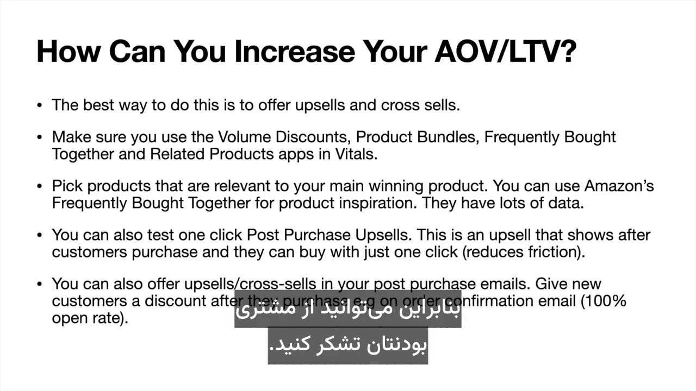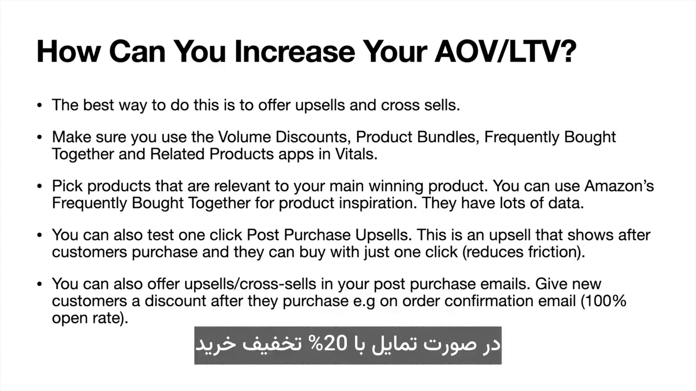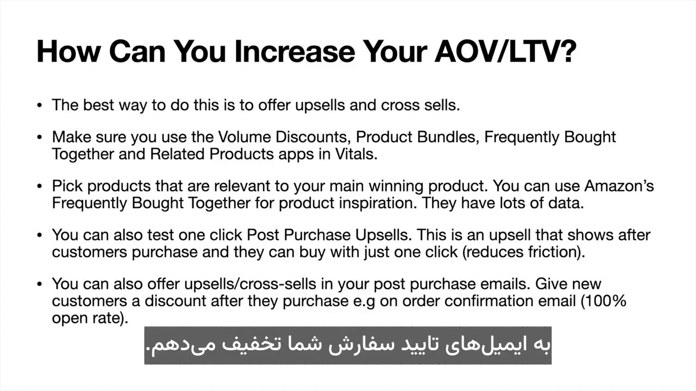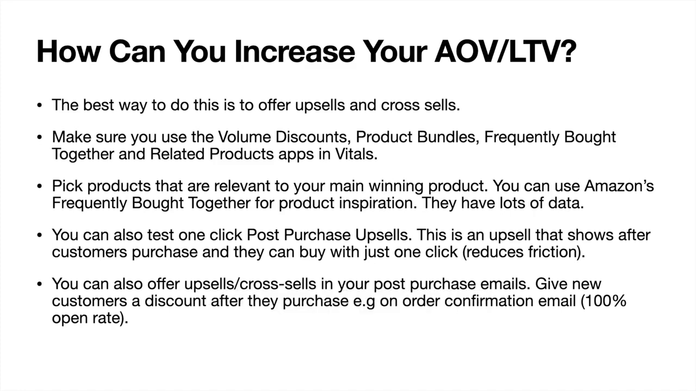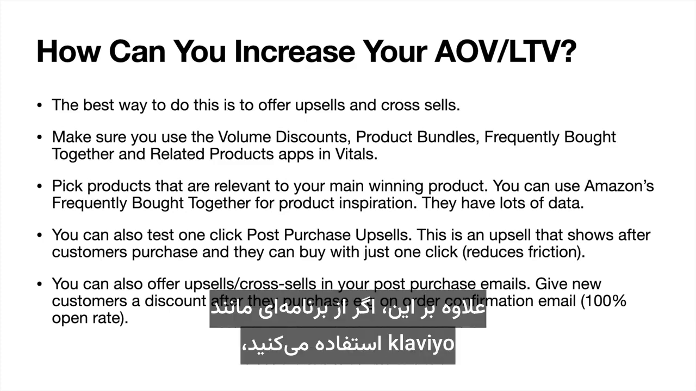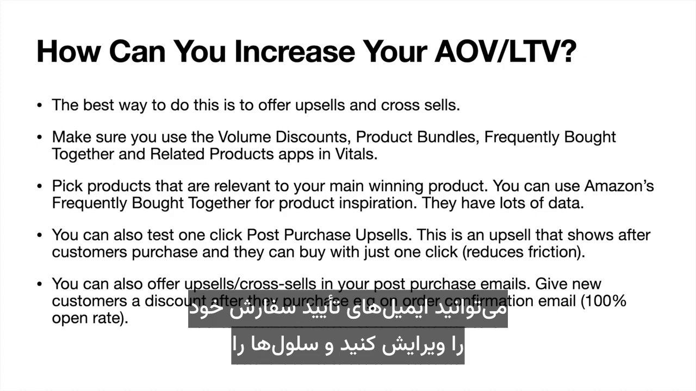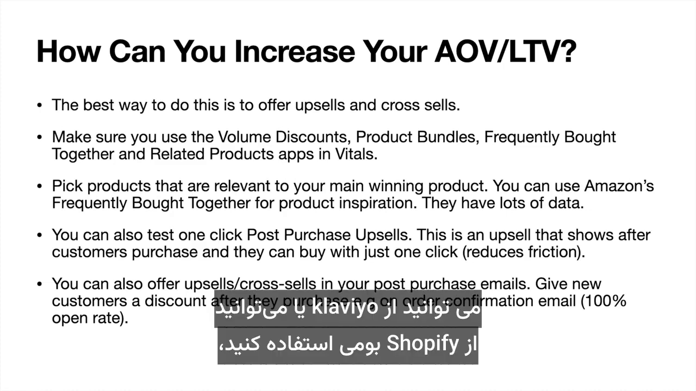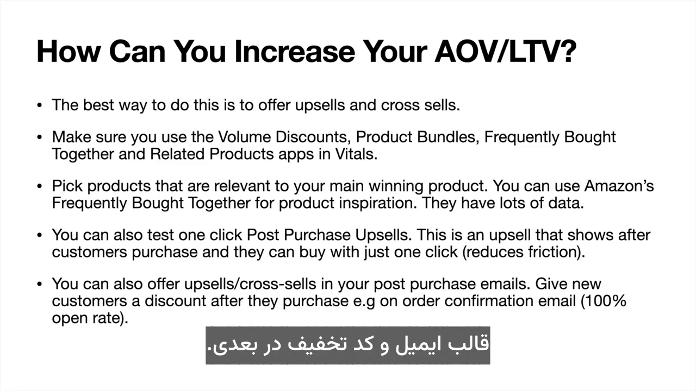So you can say, thank you for being a customer. If you want 20% off your purchase, use this discount code and it expires in 24 hours. Add discounts into your order confirmation emails so people buy again. In addition, if you use an app like Klaviyo, you can edit your order confirmation emails and add in upsells directly to the email. So, there's plenty of ways to do this. You can use Klaviyo or you can use the native Shopify email template and add a discount code on there.